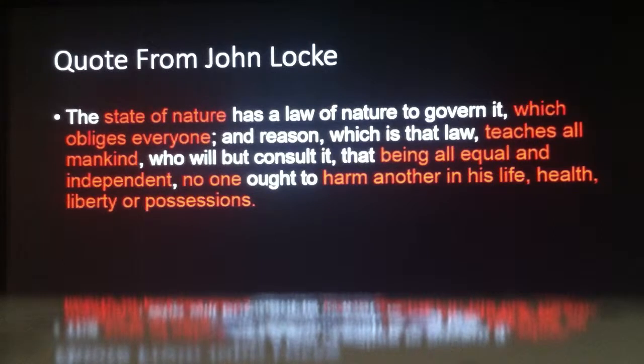Quote from John Locke: "The state of nature has the law of nature to govern it, which obliges everyone, and reason, which is that law, teaches all mankind who will but consult it, that being all equal and independent, no one ought to harm another in his life, health, liberty, or possessions."